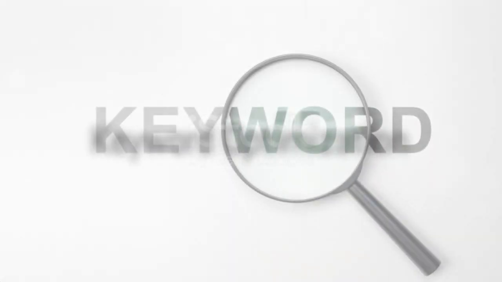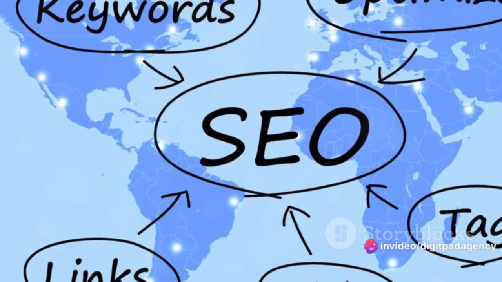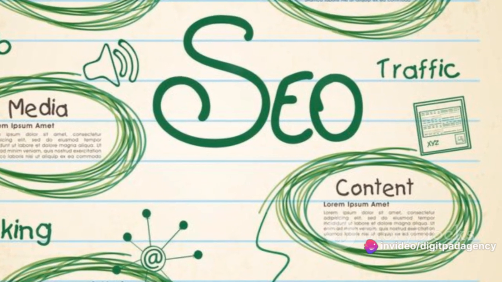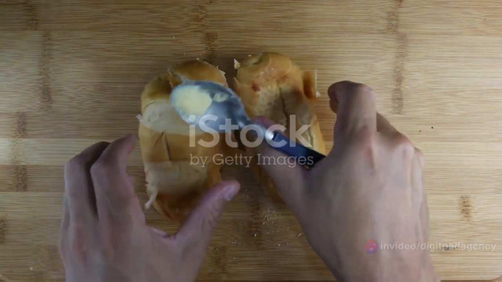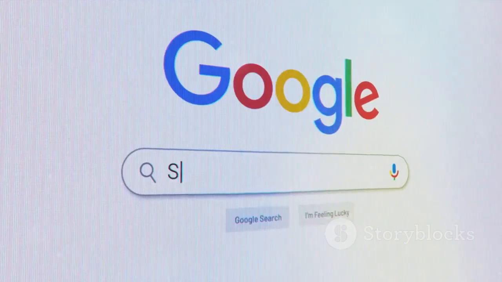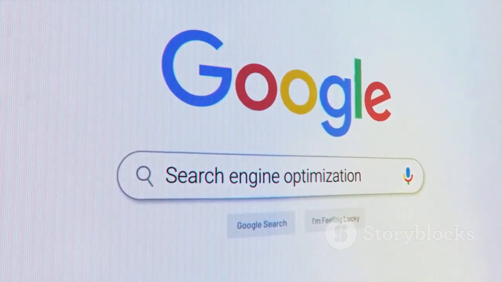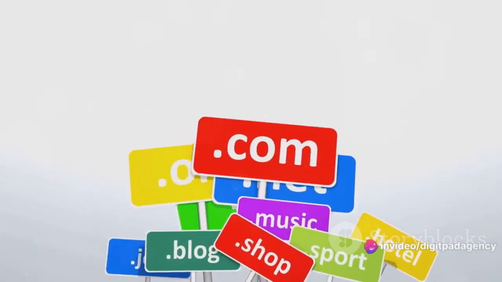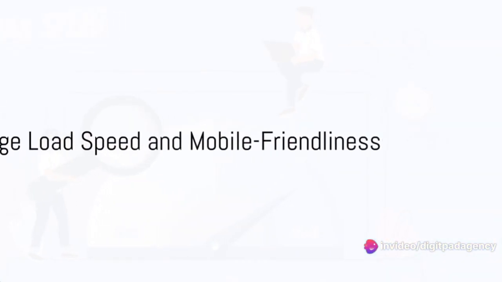So, what are these steps? Let's break them down. First up, keyword optimization. This is the process of incorporating relevant keywords into your content, headings, and meta tags. Think of it as the bread and butter of your SEO strategy. By using the right keywords, you signal to search engines what your page is all about, helping them to index your site accurately.